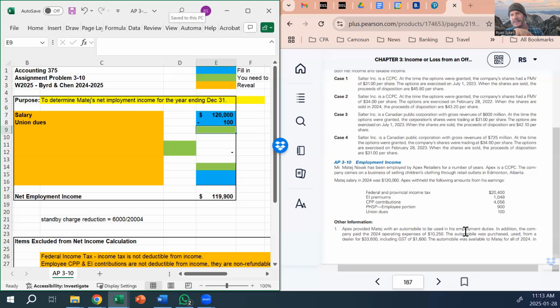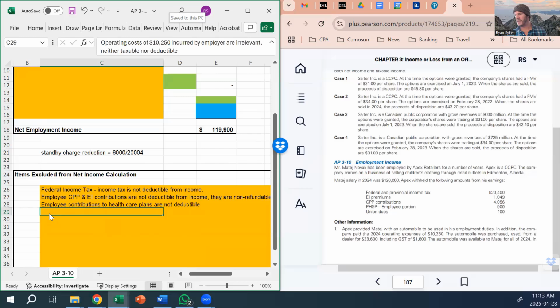The operating expenses that the employer actually pays of $10,250 has no impact on this guy's taxes whatsoever. It's just an interesting piece, or not so interesting piece, of information. The benefit to the employee is going to be calculated based on the prescribed rate and the number of personal kilometers that are driven in the year.